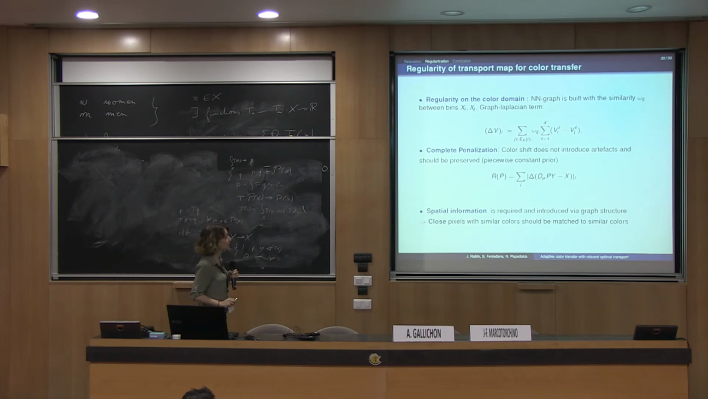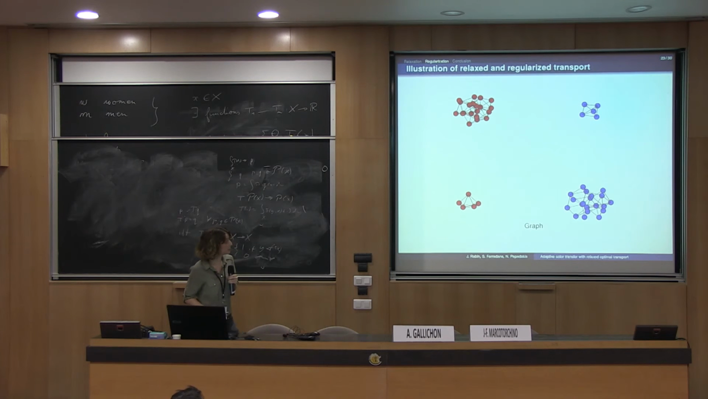Then what we're going to do is create, in the color space, in the colors spatial space, a nearest neighbor graph. So we can impose regularity on this space. And over this, we're going to define the graph Laplacian term, that's this one here. So the final penalization is this one here. To compute the NNN graph, we're going to introduce a little bit of spatial information also.